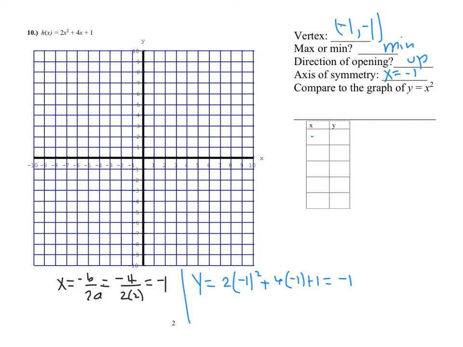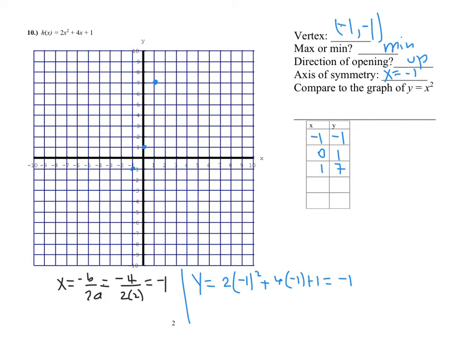Let me complete my table. Again, I'll start from my vertex, and then I'll get some points using symmetry. So negative 1, it's going to be right there. Then I'm going to plug in 0, and I get 1, and then I can also plug in 1, I get 7. So 0, 1 is the other point, and 1, 7 is the other point, and I think those are enough points.